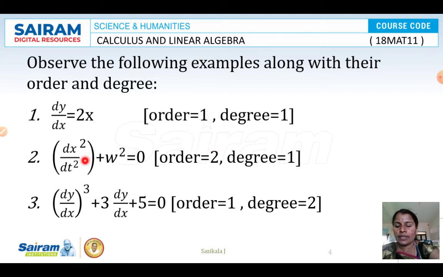The next example is d squared x by dt squared plus w squared x. It is a second order differential equation, and the power of that highest order derivative is the degree, which is 1. Then the third example: dy by dx the whole cube plus 3 dy by dx plus 5 equals 0. Here the order is 1, but the highest power is 3, so the order is 1 and the degree is 3.